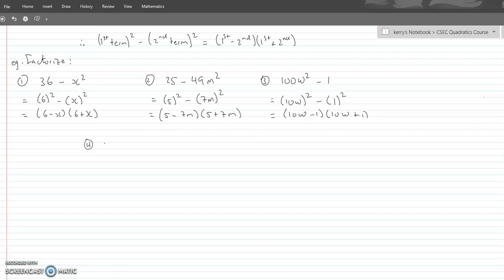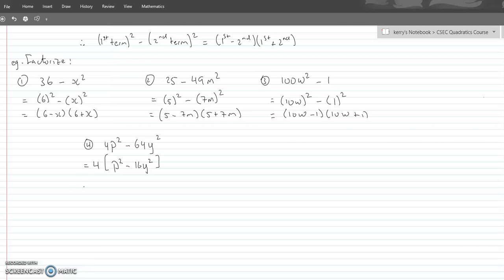Right, I'll just do a couple more examples with you all. Let's go with 4p squared minus 64y squared. No, actually we used m already, so let's go with p squared and y squared. So first things first, look at this 4 and this 64. I could first factorize out this 4. So this becomes 4 into p squared minus 16y squared.